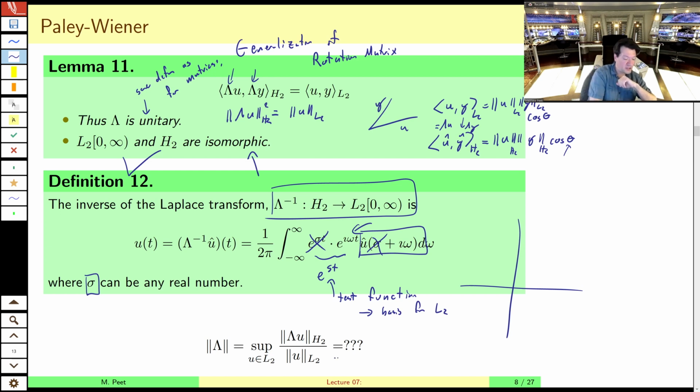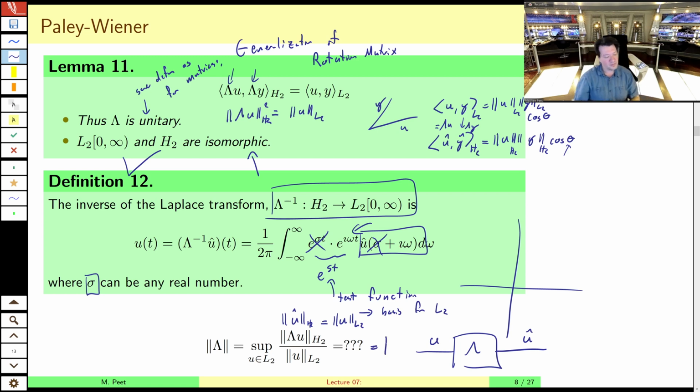So now we can answer this question more rigorously. What is the induced norm of the Laplace transform from u to u hat? Well, obviously, by Paley-Wiener, this is the H2 norm of u hat, which is equal to the L2 norm of u. And so for every test element, this is exactly equal to 1. So this thing is equal to 1 for all u in L2. So it's an operator, a unitary transformation, a similarity transformation with norm 1.